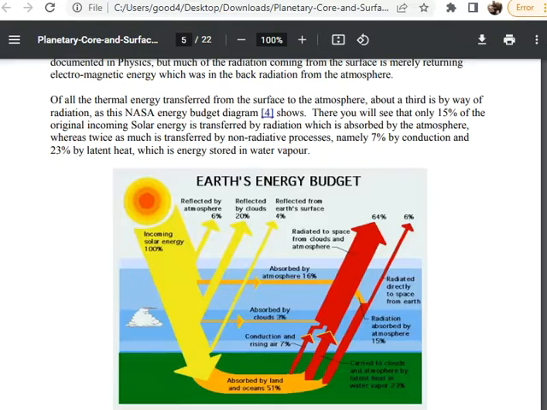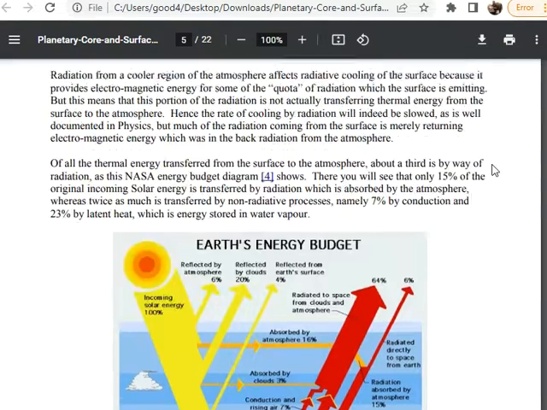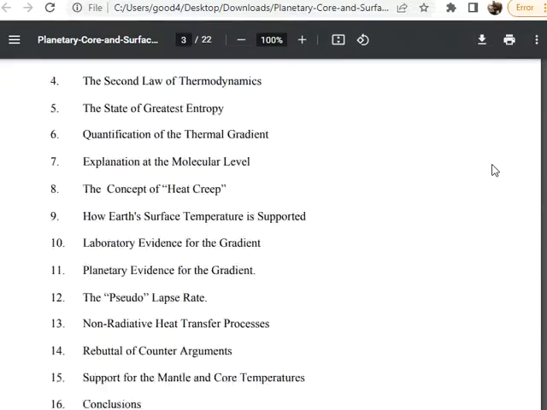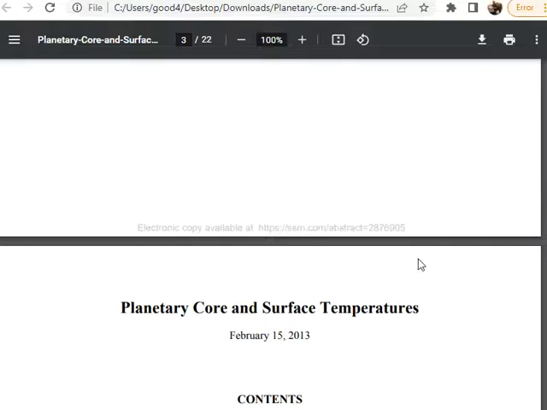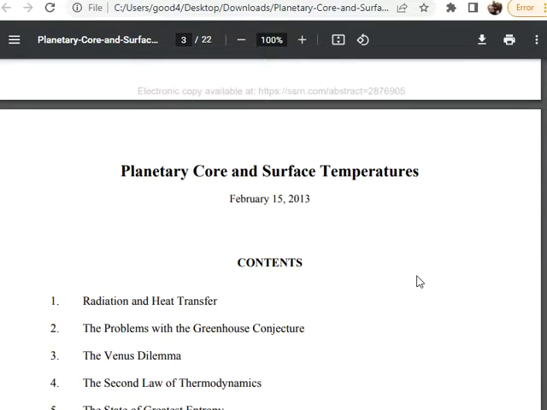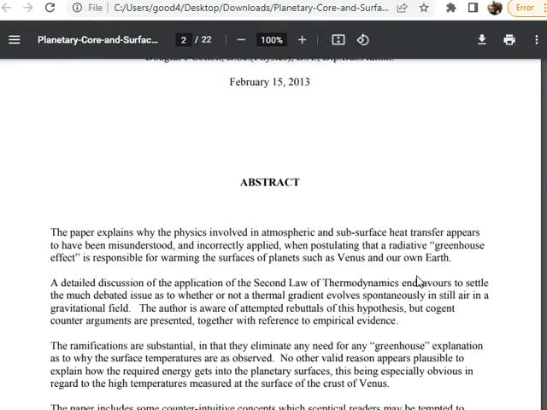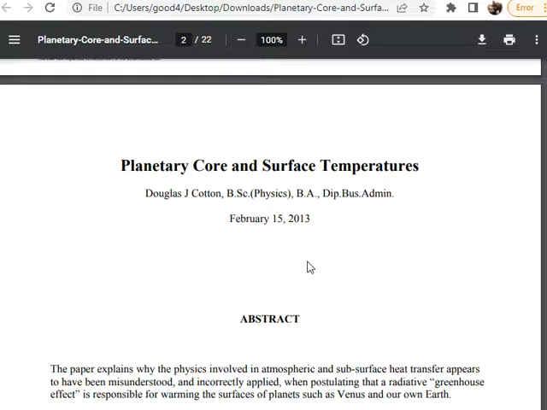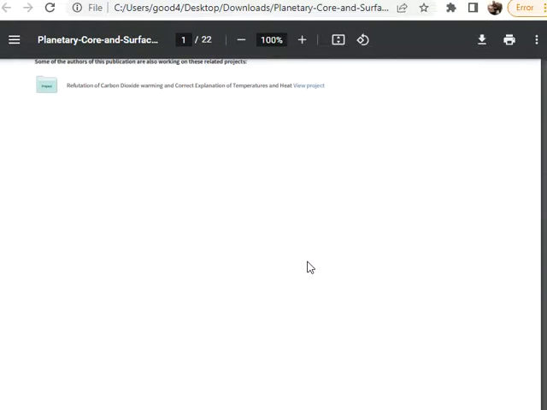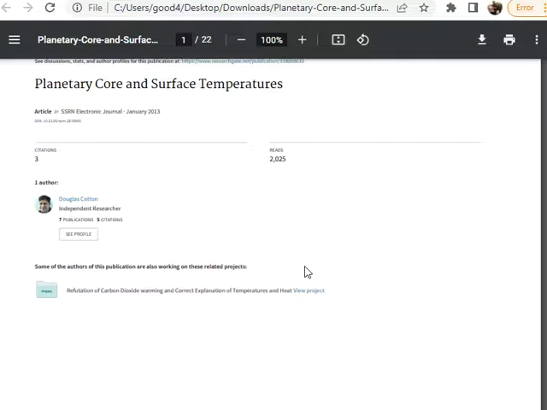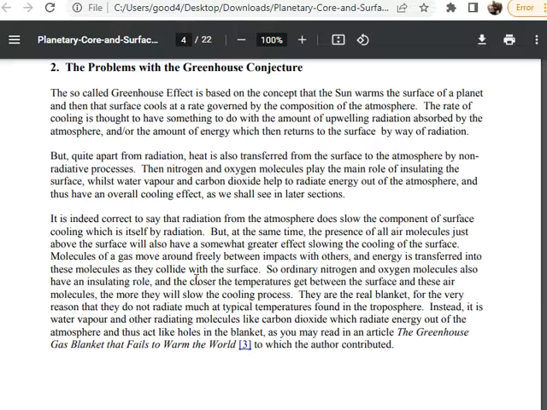Hello, once again, this is part 4 of a reaction to Planetary Core and Surface Temperatures, a paper by Douglas J. Cotton, published in SSRN Electronic Journal, January 2013. In the last two videos, I struggled to get through the first 3 paragraphs of section 2.